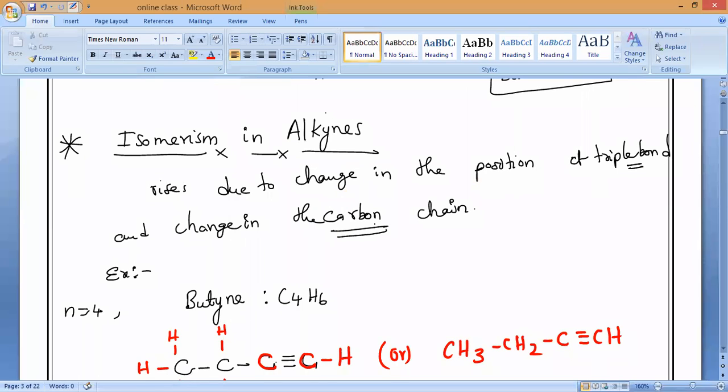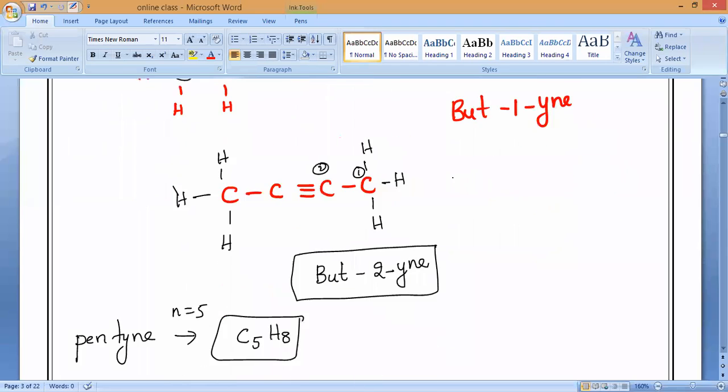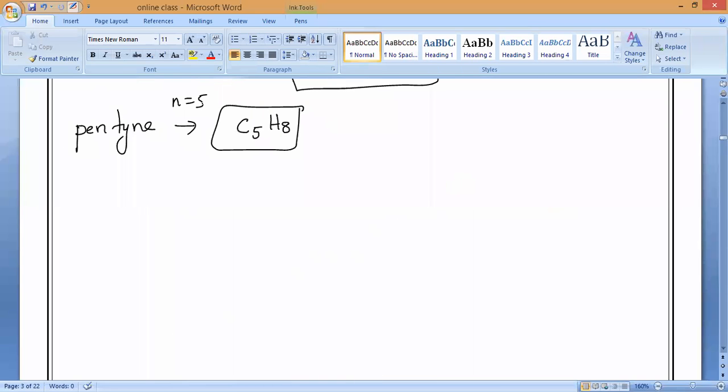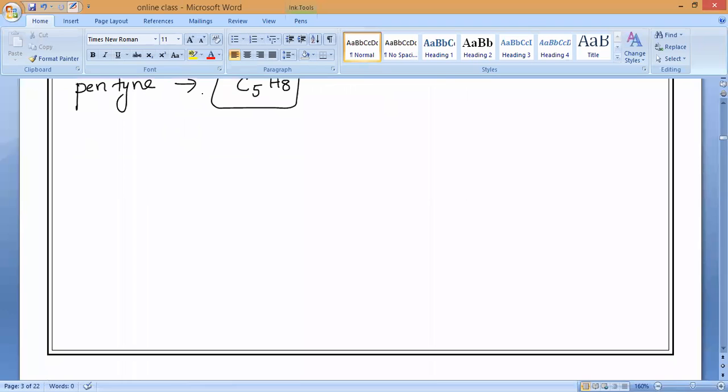Till now, you have seen only the position of the triple bond changing, but change in the carbon chain we have not studied. Change in carbon chain means parent chain. Parent chain is very important when n is more than 5. So now first one, pentane, n equals 5. Everybody draw: C single bond, C single bond, C, and the last carbon, triple bond C. Is it yes or no, guys?